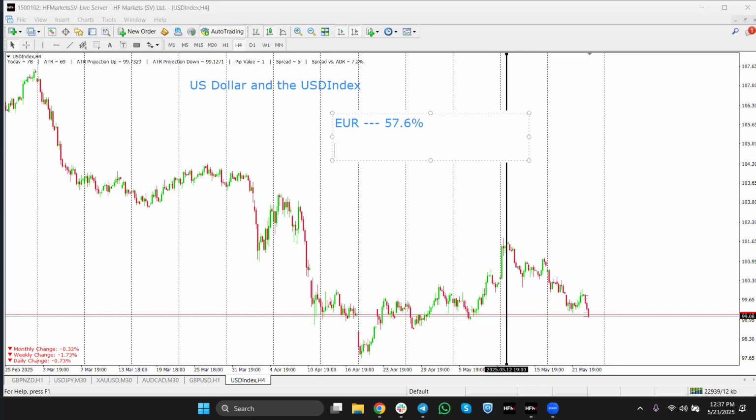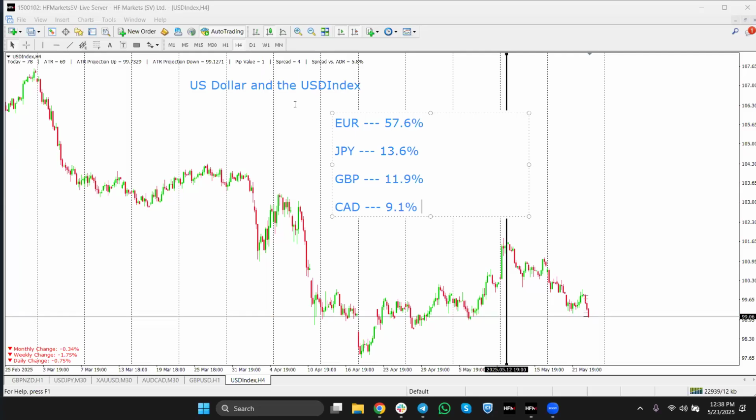You have JPY next, contributing 13.6% of the weighting. You have pounds also contributing 11.9% of that weighting. And then you have the Canadian dollar, which is the card, also giving you about 9.1% of this particular weighting. And then you have the Swedish krona and the Swiss franc contributing about 3.6 and 4.2% respectively.